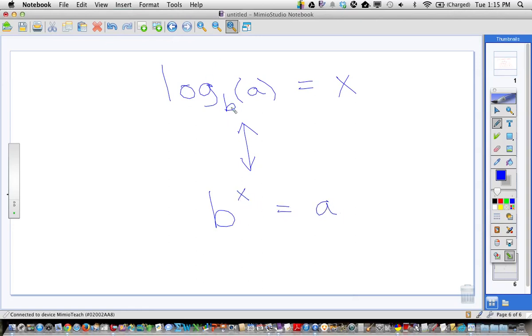So it's this b, and the way to remember that again is b is the base of the log. It's also the base of the exponential. So b raised to the x, not raised to a. It's b raised to x that equals a. So anytime you have a log, you can convert it into an exponential. Okay, and that can be useful as well.